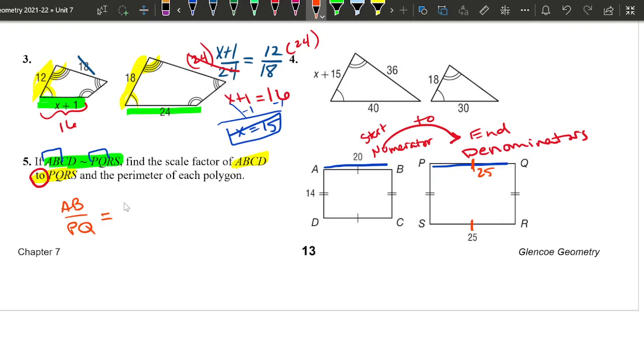So 20 is AB and 25 is PQ. So is that my scale factor, 20 to 25? 20 over 25? Yes or no? No, it's not. You have to reduce it. It's equal to our scale factor. It's just not actually the scale factor. The scale factor is always in reduced form. So 20 and 25, you can both divide by 5. So you end up with 4 over 5. That's the scale factor. They have a similarity ratio of 20 to 25, but the actual scale factor is 4 to 5. All right, so that's the scale factor.